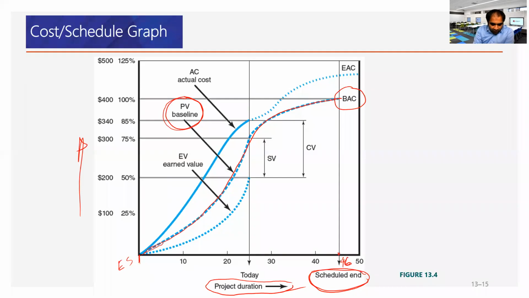The PV or the planned value of the baseline shows the budgeted cost at completion here, which is $400,000 or 400K. This comes from the planning stage. We have this number already. So we know that the project must finish within $400,000 and 46 days. This is the limit. In terms of time and money, this is our limit.